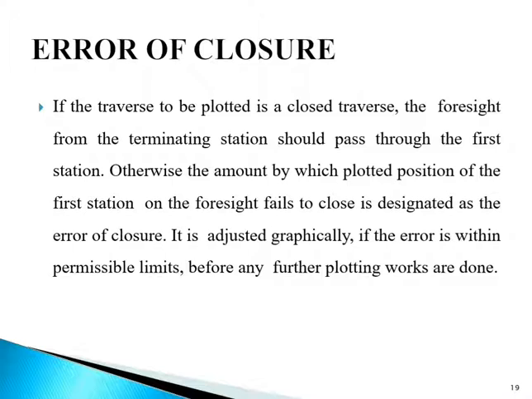Otherwise, the amount by which the plotted position of the first station on the foresight fails to close is designated as the error of closure. It is adjusted graphically if the error is within the permissible limit before any further plotting works are done. So error of closure will be there if we make any mistake while taking the readings. To remove this, we have to concentrate on our graphical presentation.